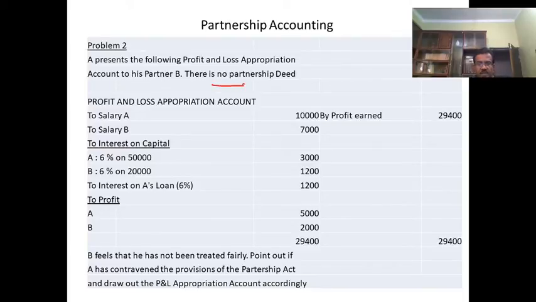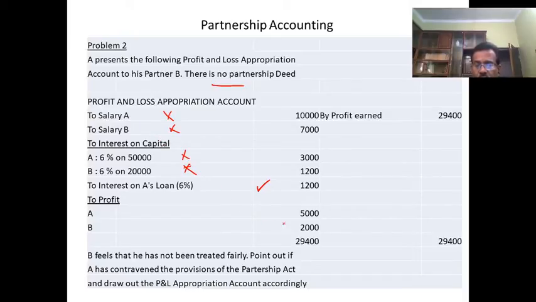So B feels that he has not been treated fairly. Point out if A has contravened the provisions of the Partnership Act and draw out the P&L appropriation account accordingly. Yes, there has been. The Partnership Act doesn't allow you to give these salaries. So where you have got all this? Partnership Act doesn't give you all this. Interest on capital, no. Partnership Act does give you the interest on loan amount of rate at 6%. Okay. So all this salary accounting or interest on capital is wrong.